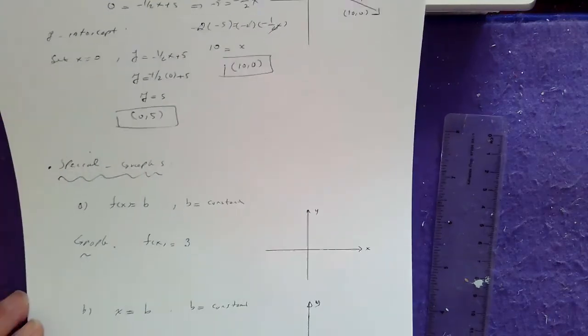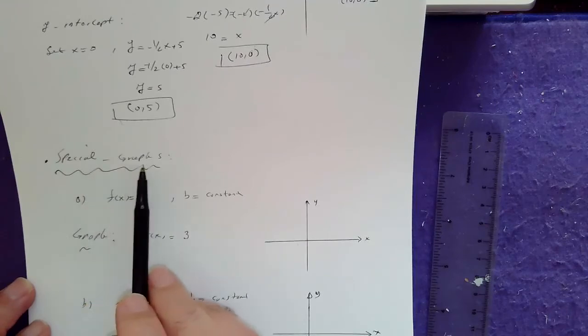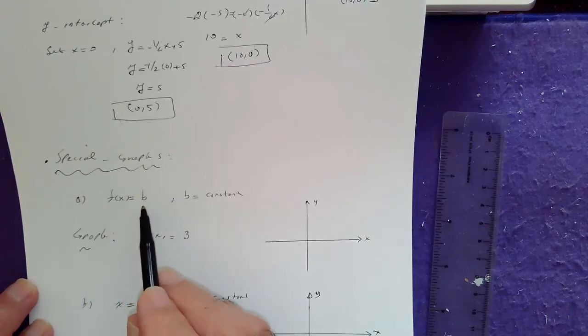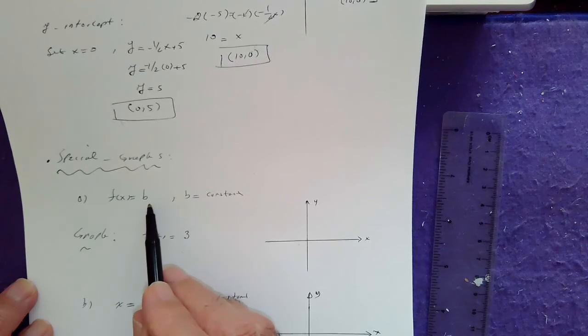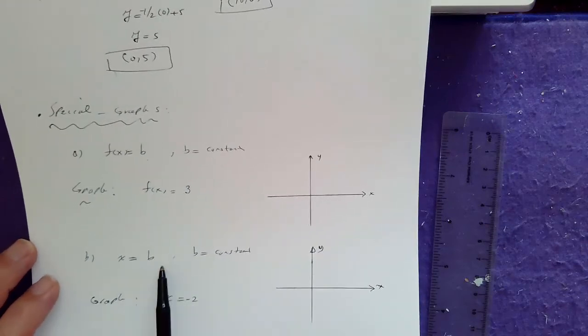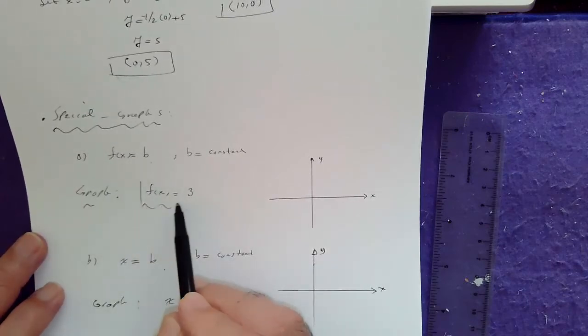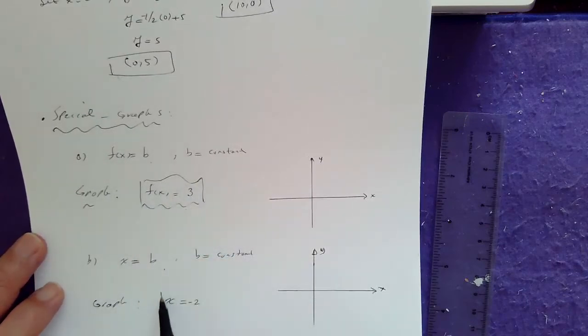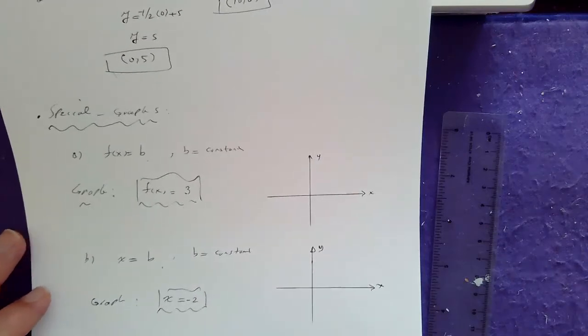So now we'd like to take a look at special graphs. What happens when y is a constant? In other words, x is missing. What kind of a graph do you get when y is missing from the equation, such as f of x is equal to 3 or x is equal to negative 2? How would the picture of these guys look?